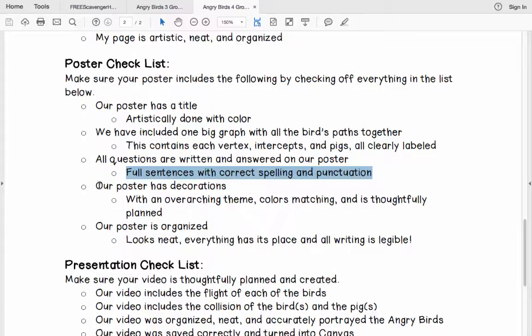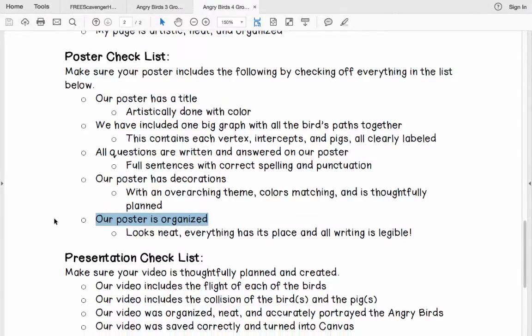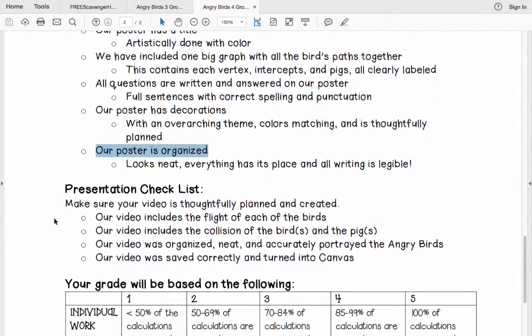It needs to be decorated. Make it pretty. Give it a theme. Have some colors in there. Make sure it's thoughtfully planned. And then make sure it's organized. So it needs to be neat. It needs to be legible. Take your time on it. Make it pretty.